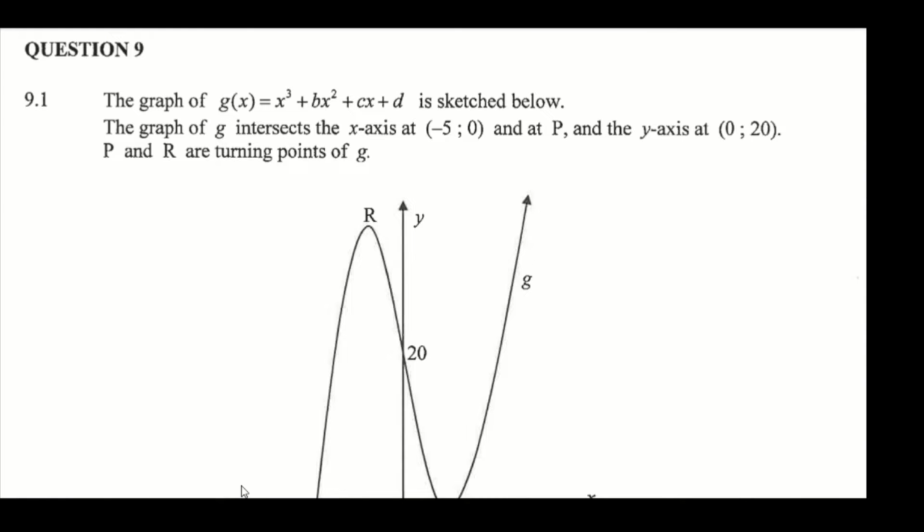Okay, so now we're going to do question 9. 9.1, the graph of g of x equals x cubed plus bx squared plus cx plus d is sketched below. The graph of g intersects the x-axis at -5 and 0 and p. The y-axis is given as 0 and 20. So p and r are the turning points of the graph of g, right?